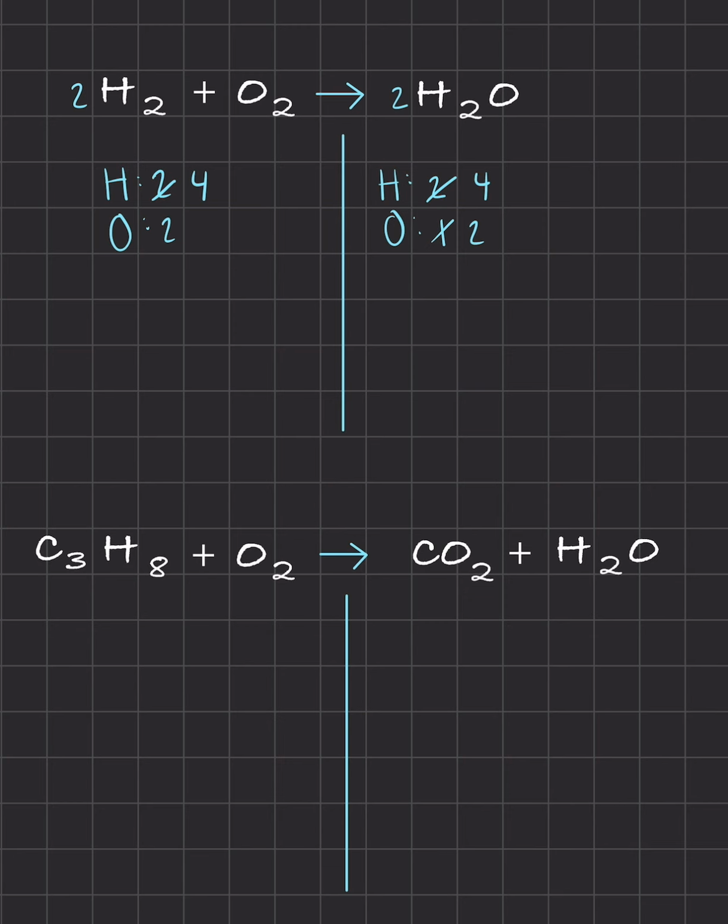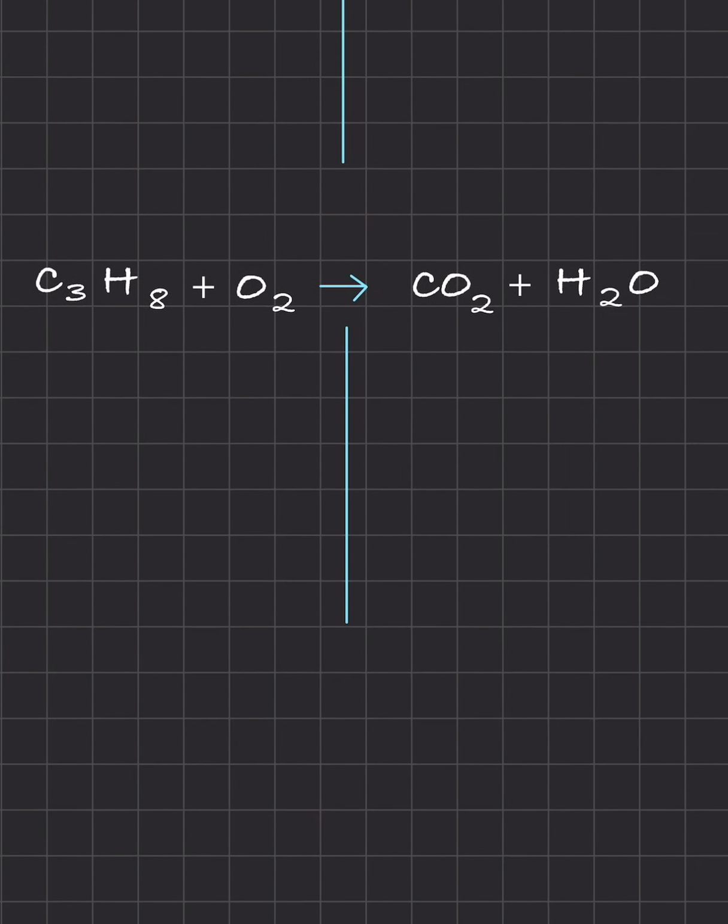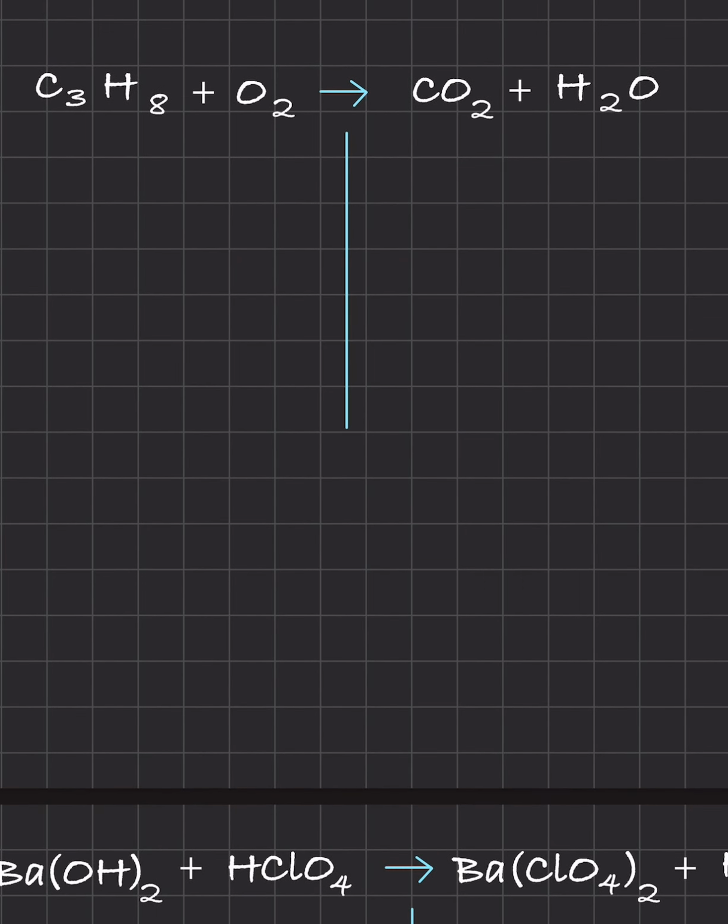So let's go to the next one. Same process. I'm going to write down what I have. I have carbon, 3. Hydrogen, 8. And oxygen, 2. One more thing I forgot to mention, you can't have halves. You can't say you have 1.5. Coefficients are always whole. So just know that. That's something that you need to know.